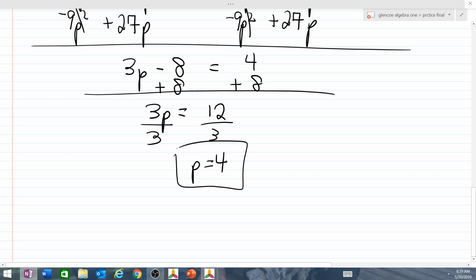Are you with me? Yes? So that would be choice B. Did that help? Okay, good. Anybody else on page 3? Page 4.